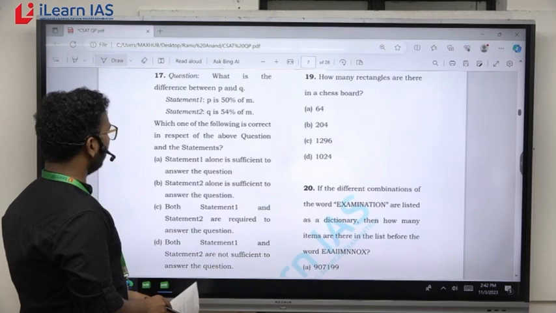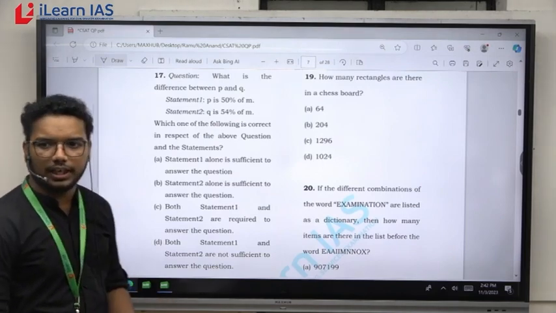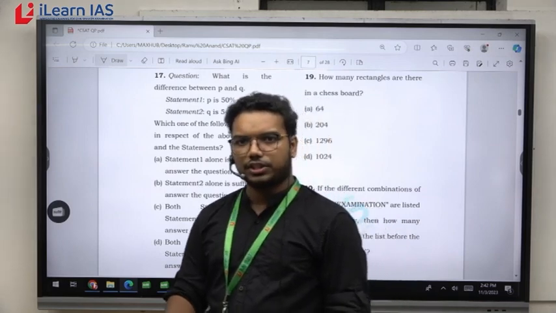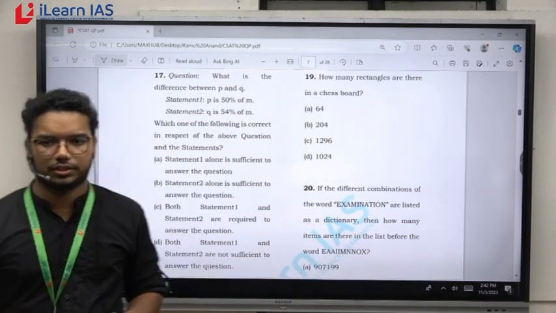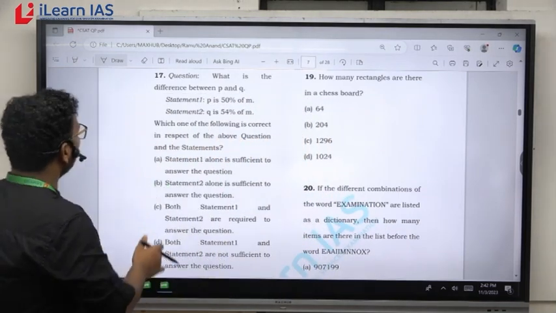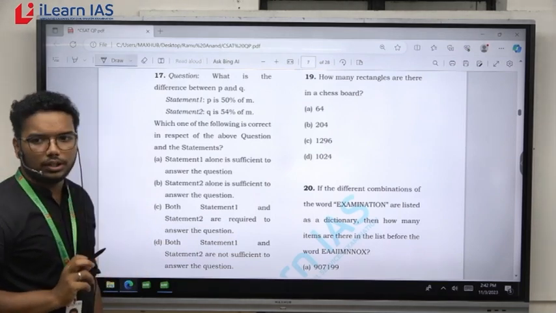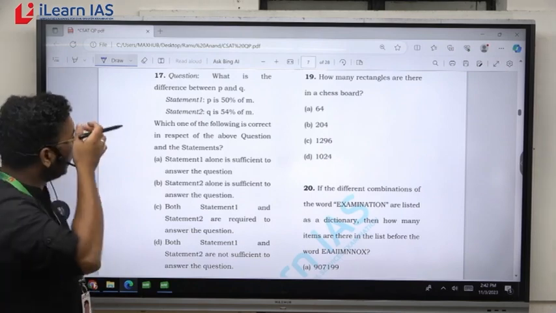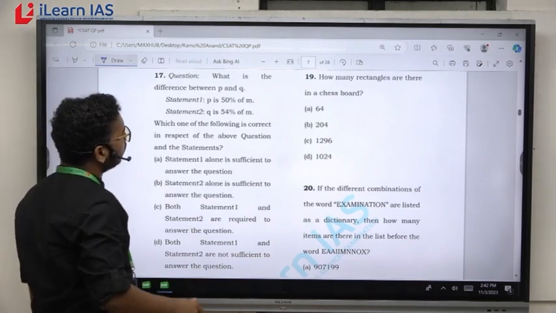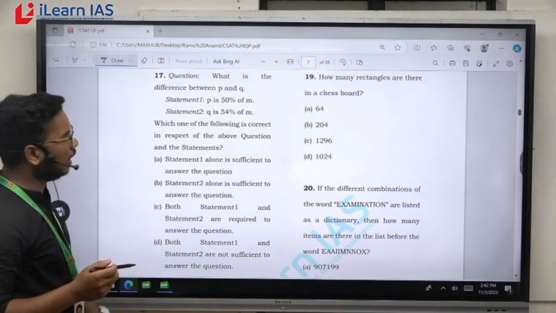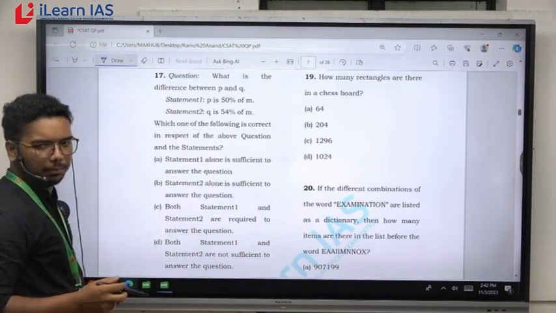The next question is again a type of data sufficiency plus percentages. What is the difference between P and Q? Let's take statement 1 alone. P is 50% of M. We don't know a relation between P and Q in statement 1.